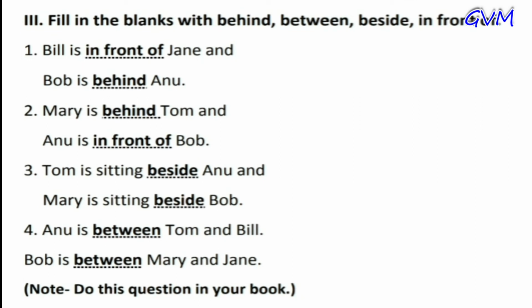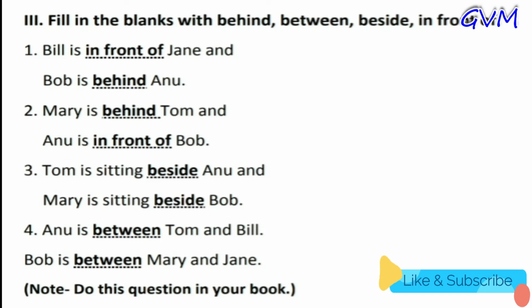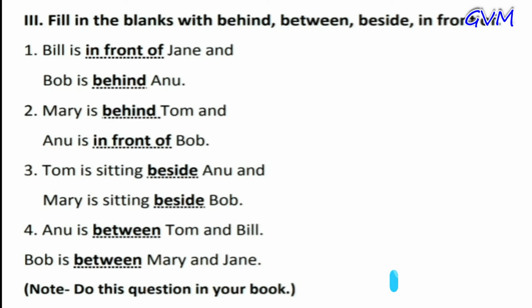Question number 3 of this exercise, fill in the blanks with behind, between, beside, in front of. We can take the correct preposition from behind, beside, between, in front of. First one is Bill is dash of Jane and Bob is dash Anu. So first blank we use in front of, in second blank we use behind. Second, Mary is dash Tom and Anu is dash Bob. And the first one we use behind and second one we use in front of. Third, Tom is sitting dash Anu and Mary is sitting dash Bob. So the answer is beside and beside.